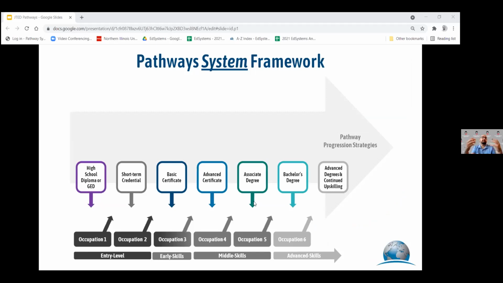So what you see here on your screen is going to walk you through a more realistic pathway system framework. That's going to encompass a lot of the adults and young people that you may be encountering and supporting, and how you can really help them progress in a pathway, right?